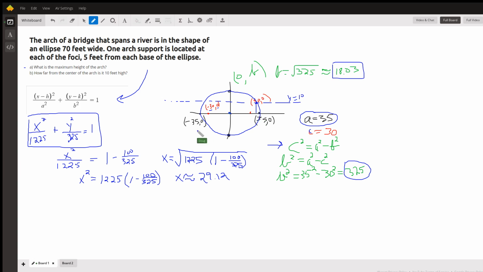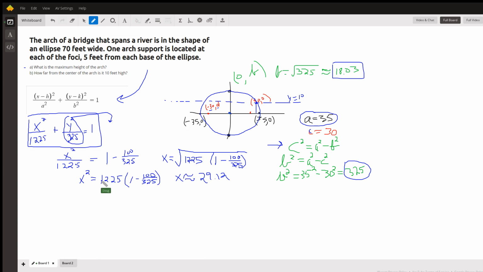When x is what? Well, if we put 10 in for y, we get 100 for y squared. And if we want to solve for x, I could subtract this 100 over 325 from 1, moving this term to the right side of the equal sign. Then multiply both sides by 1225 to isolate x squared. Of course, I could do these calculations, and then I can take the square root of both sides, and I have what x is, approximately 29.12.